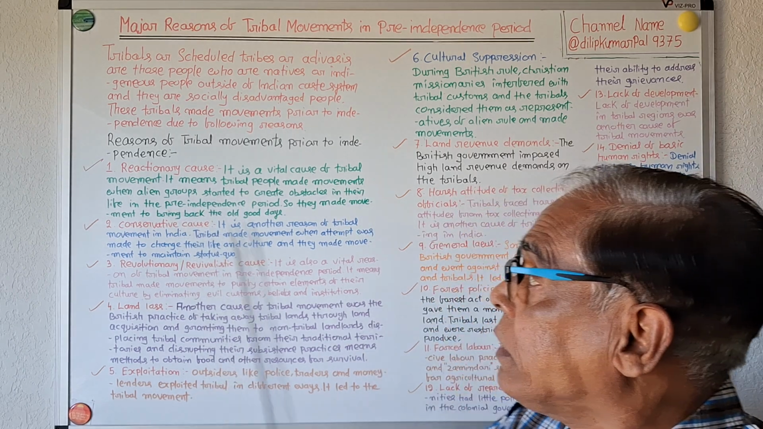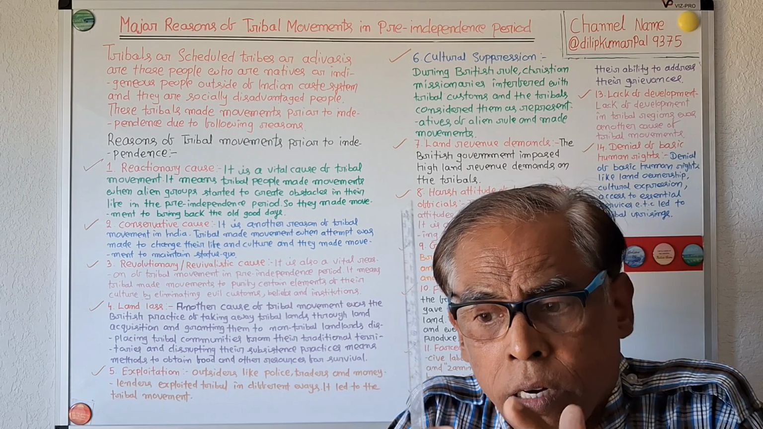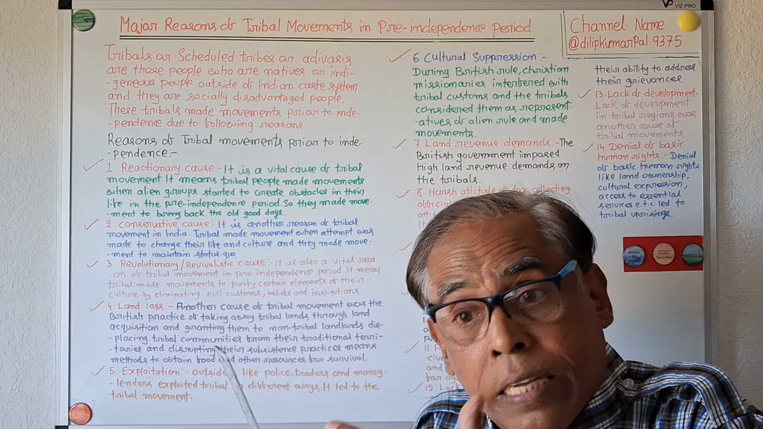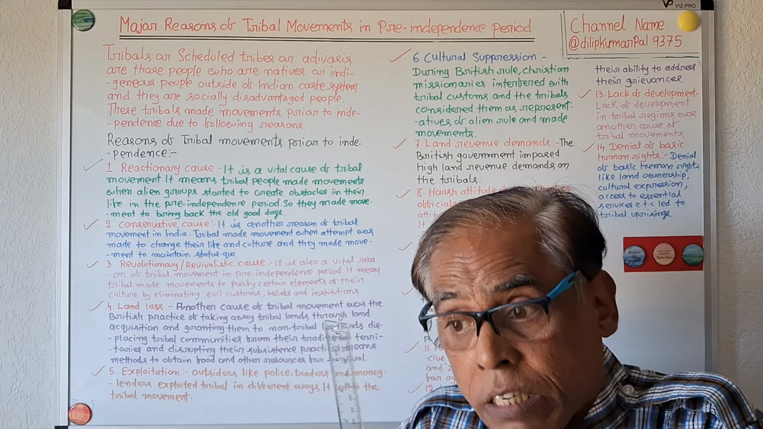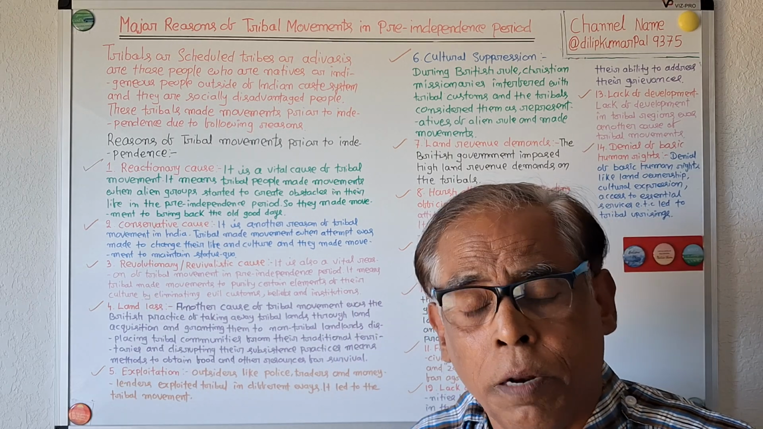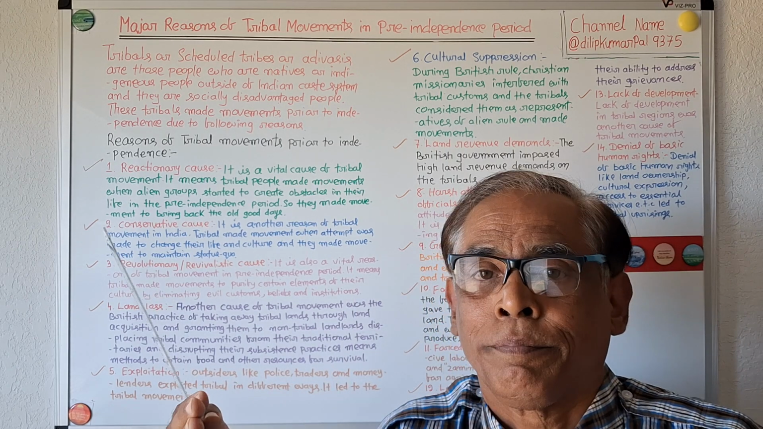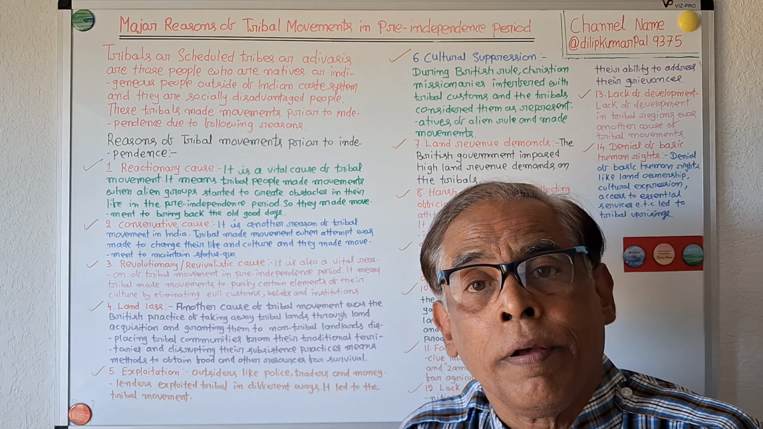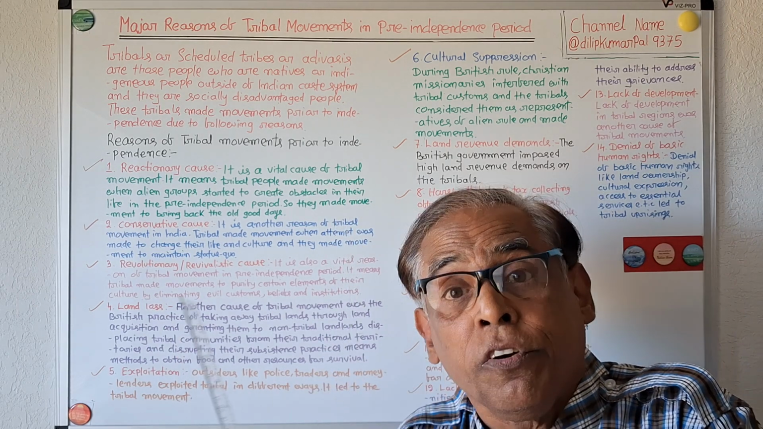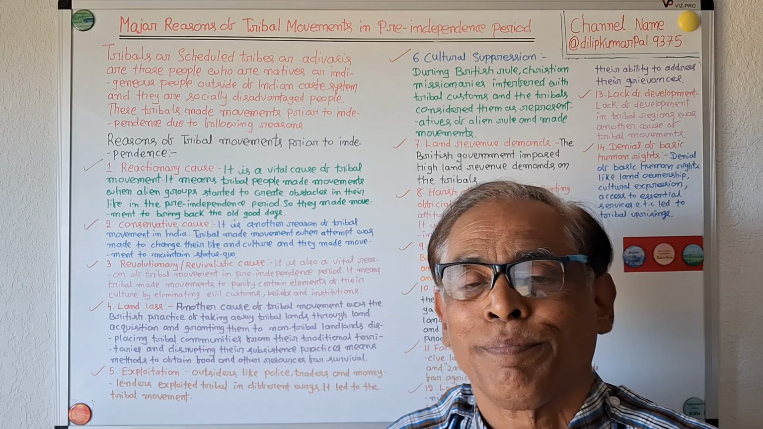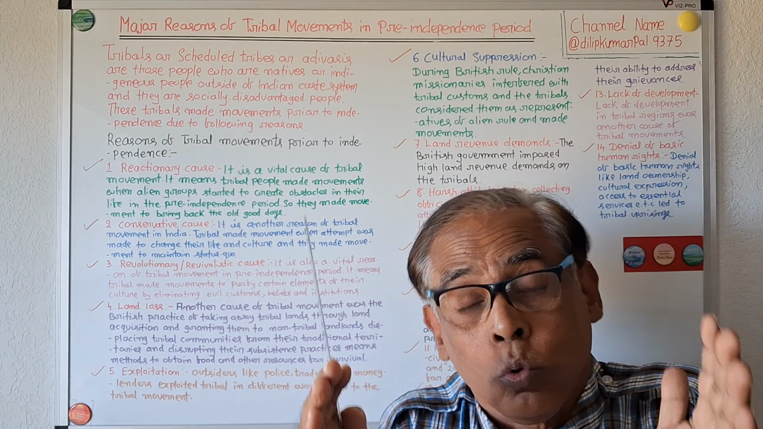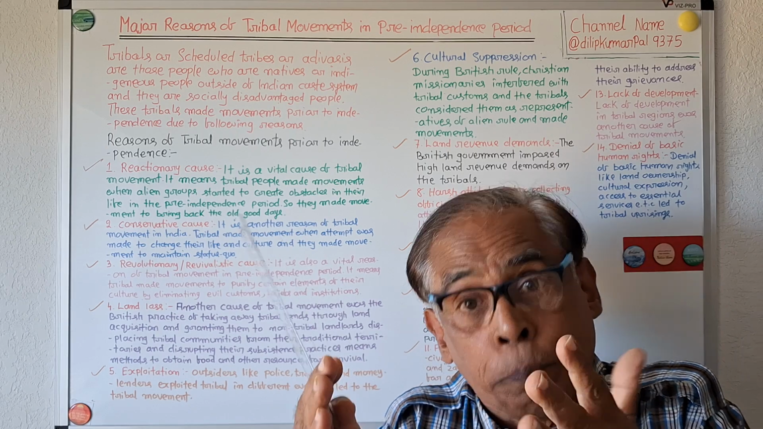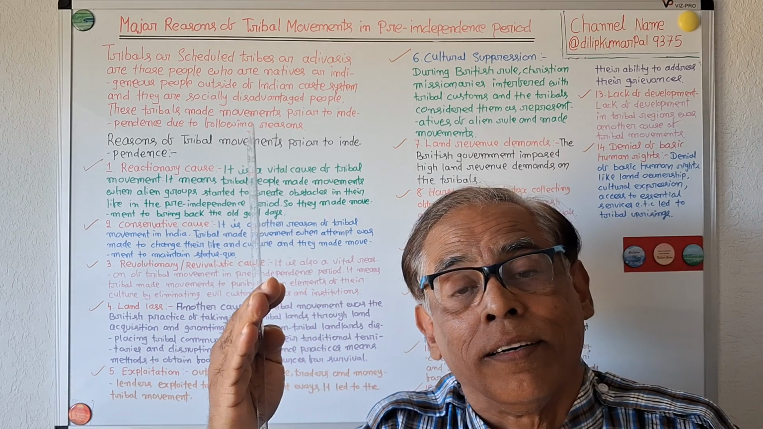So, reactionary cause means whenever outsiders started to interfere in their life and their culture, they started to react and started movements against the interference of outsiders in their life, and they wanted to protect and bring back their old good days.